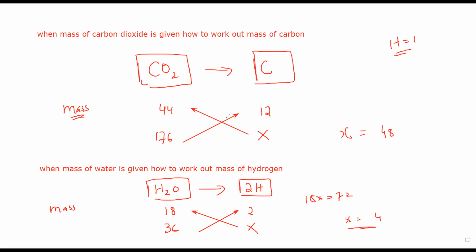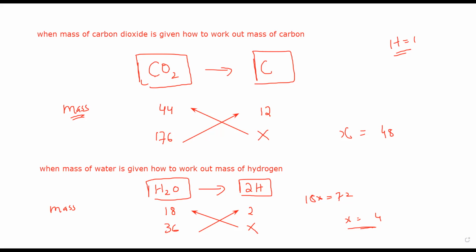Is it clear how we worked out the mass of hydrogen and carbon in the compound? Is it clear to everyone? So whenever the mass of carbon dioxide or water is given, this is always the way to work out the mass of hydrogen and carbon in the compound.